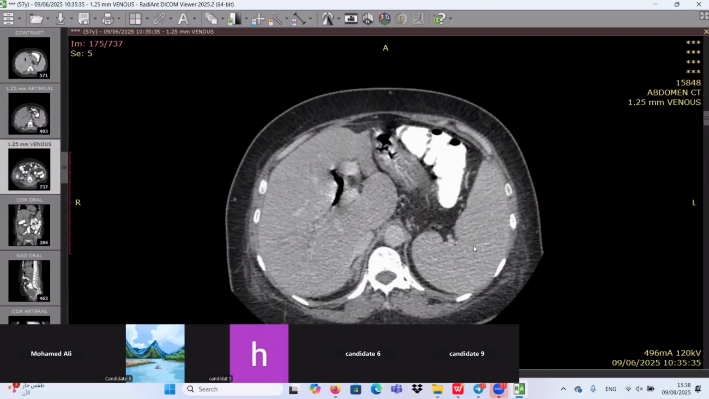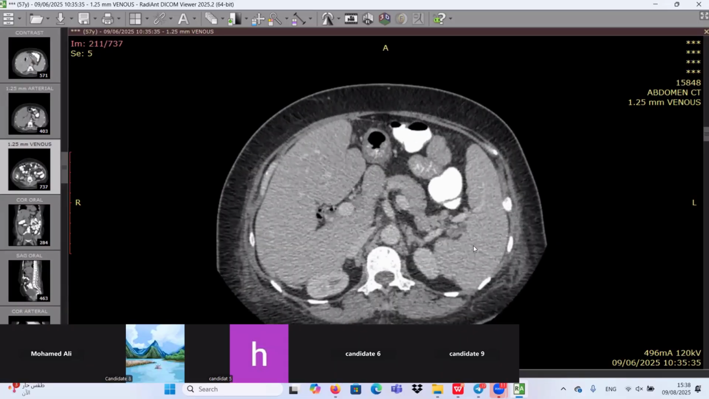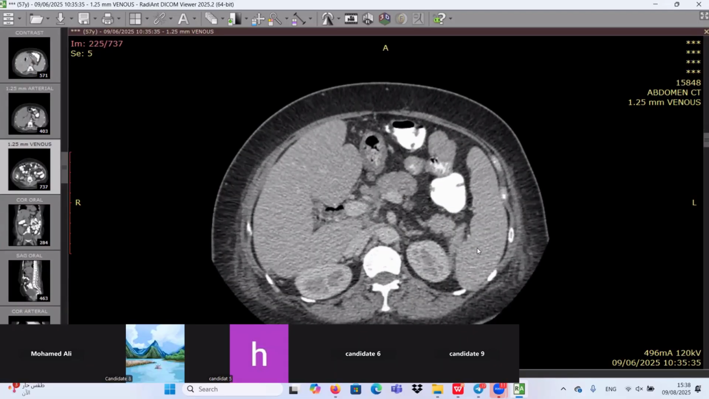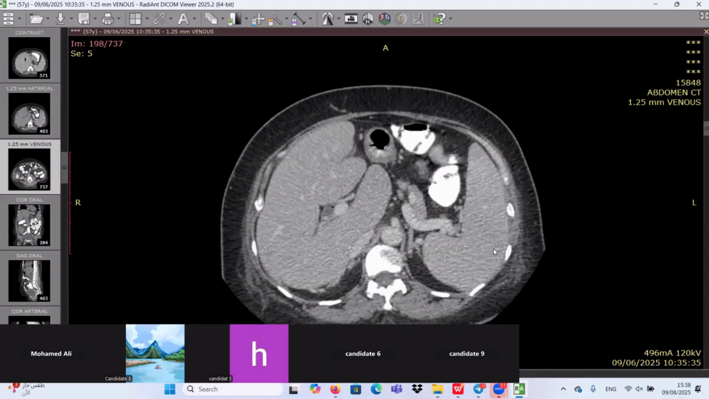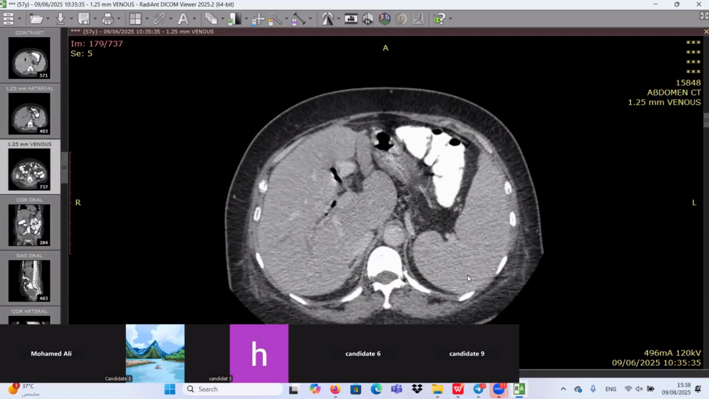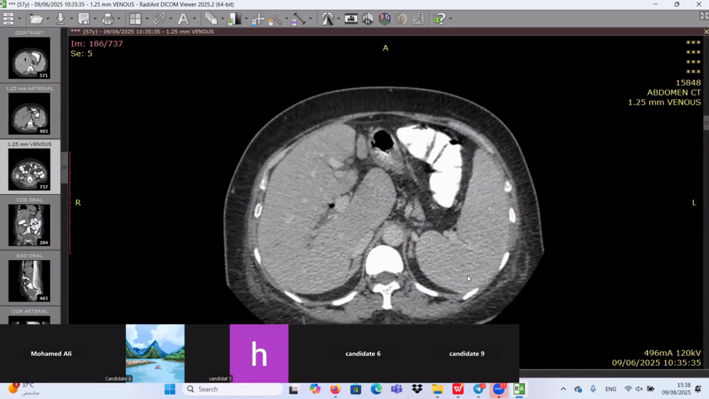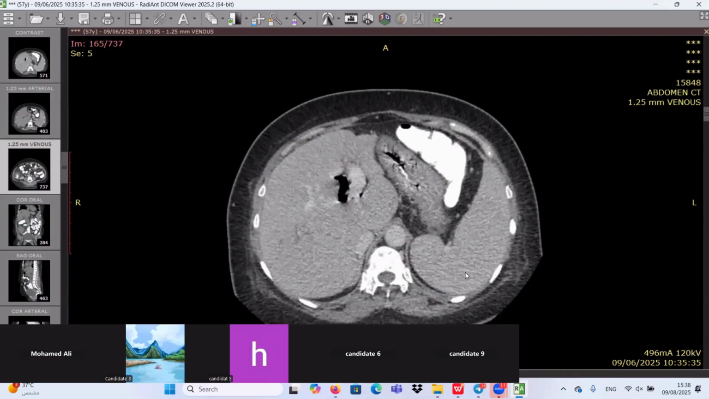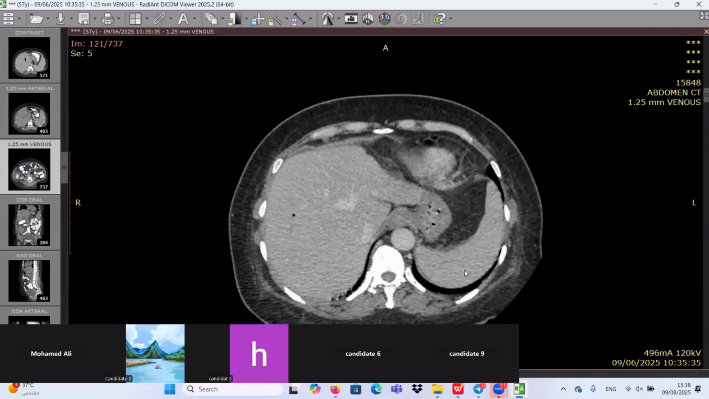Can you check the portal vein itself? This is a portal vein. This is the left side, the left portal vein. Where is the right portal vein? There is thrombus in the left portal vein, and these are the branches of the right portal vein. This can explain the branching hypodensities.